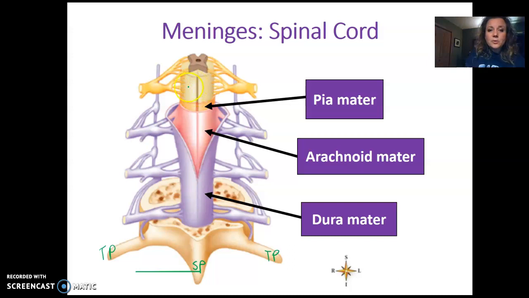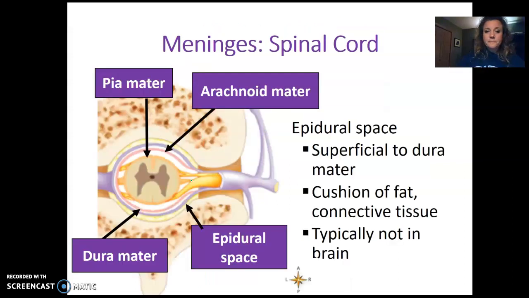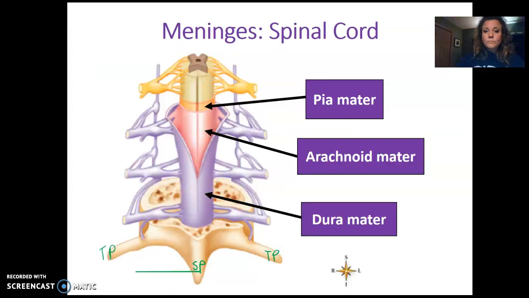So the spinal cord is colored a pale yellow, and then right up next to it, just like in the brain, we have the pia mater in orange, we have the arachnoid mater in pink, and we have in purple the dura mater. Oh, and I also just wanted to make mention, notice that even our roots that branch off of our spinal cord are also covered with these meninges.